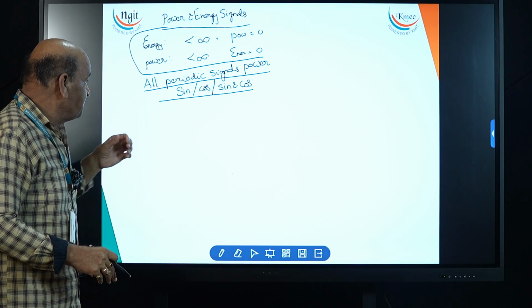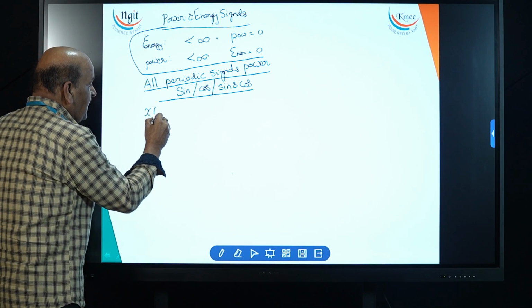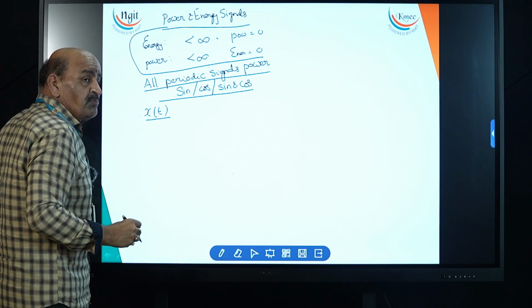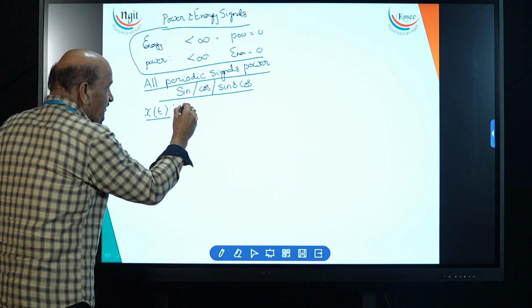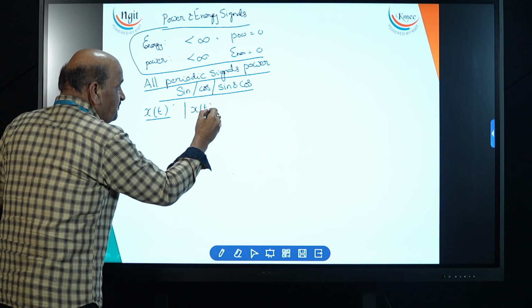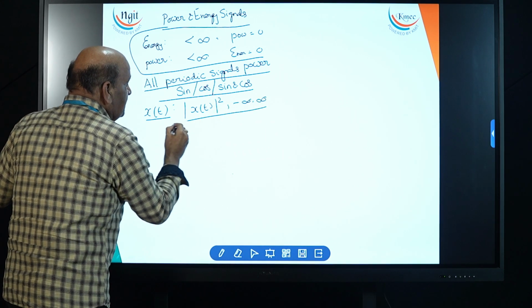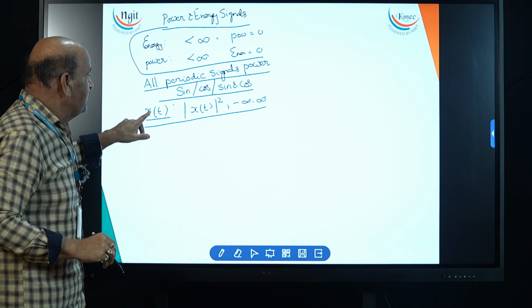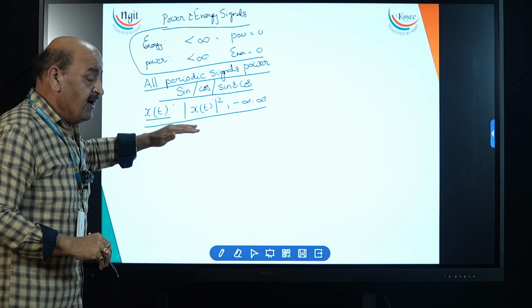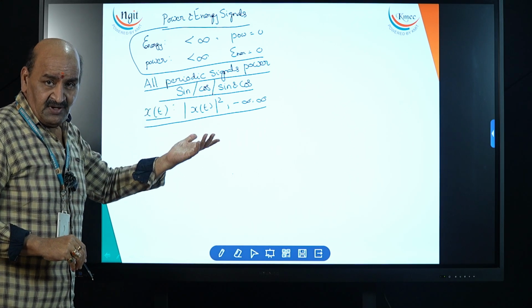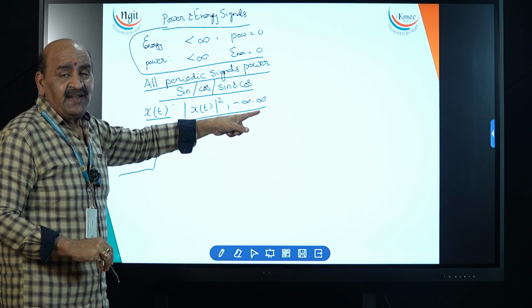Now let us consider that a signal, for example x of t, is given. To prove whether it is an energy signal or a power signal, firstly we have to square the given signal and integrate between minus infinity and infinity. A signal is said to be a power signal or energy signal on the basis of our mathematical calculation. First find the square of the given signal and integrate between minus infinity and infinity.